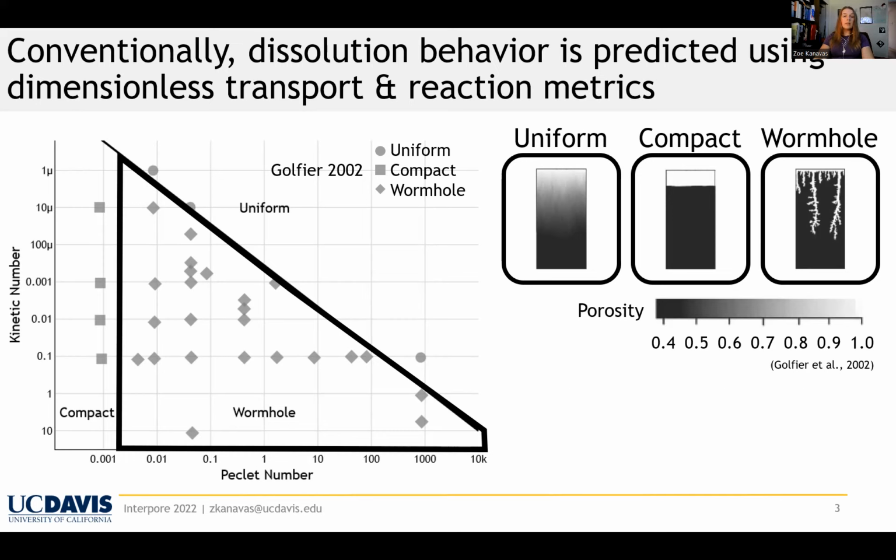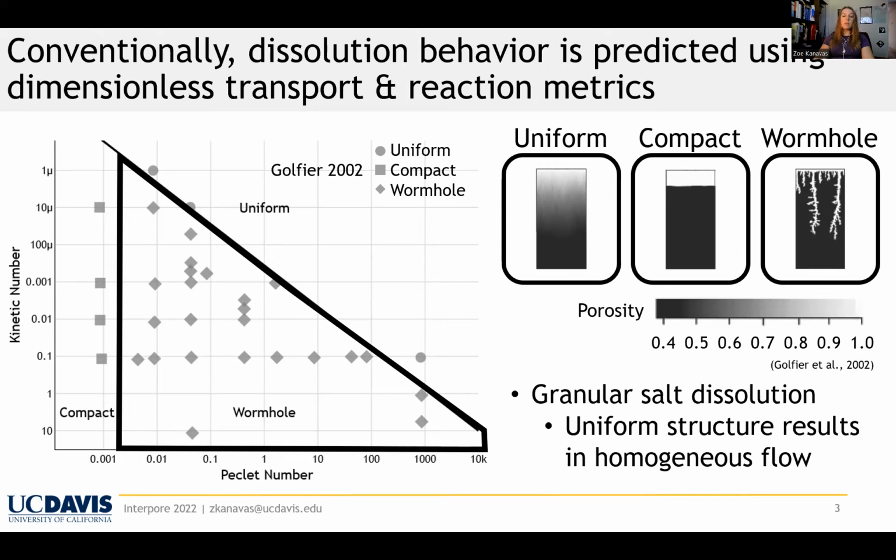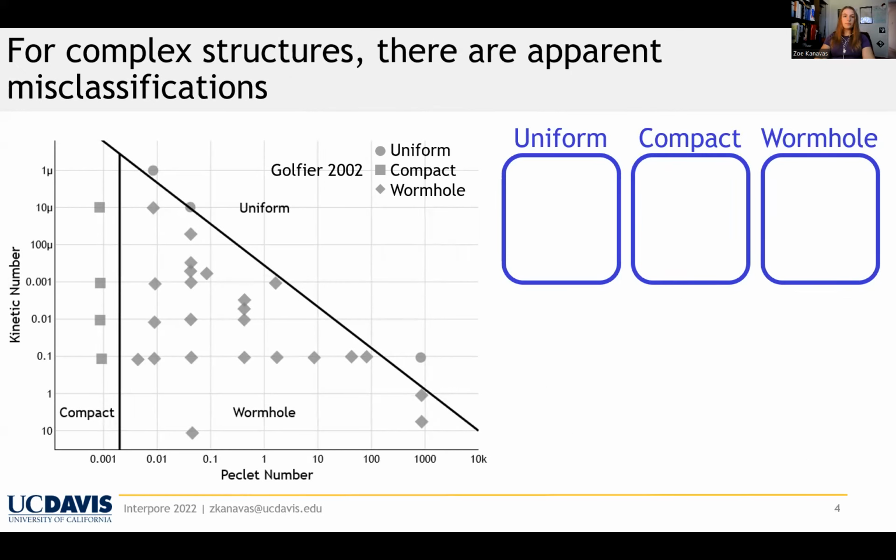To reiterate, this diagram was developed from observations of granular salt sample dissolution. The uniformity of the sample structure will result in a homogeneous flow field. However, real rock samples are rarely homogeneous. Let's plug some data of variably heterogeneous samples into Golfier's model.